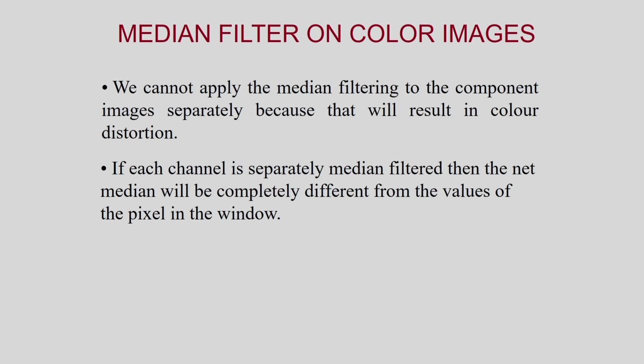Marginal median means I consider RGB separately, and I determine the median for the R component, G component and the B component separately. Then in this case the color distortions take place. So that is why I cannot apply the marginal median filter, that is the scalar median filter. For this I have to consider another technique, that is called the vector median filter.